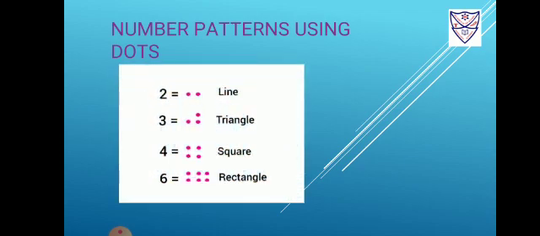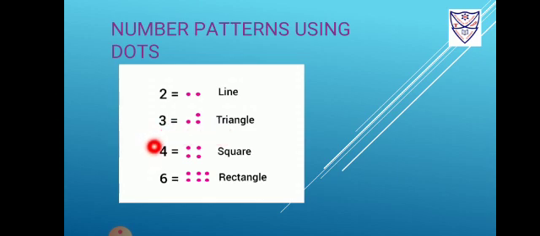Here, students, different numbers are given. Using dots, which shape can be made? That we have to understand. For example, the first number given is 2. So using dots, which shape can we make? Which shape is this? Line. Hence we can make a line. 3. Using 3 dots, which shape can we make? Can we make a square? No. Why not? Because a square needs 4 dots, and here how many dots are there? 3. So here we can make a triangle.